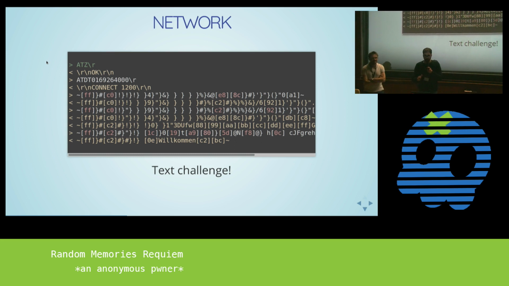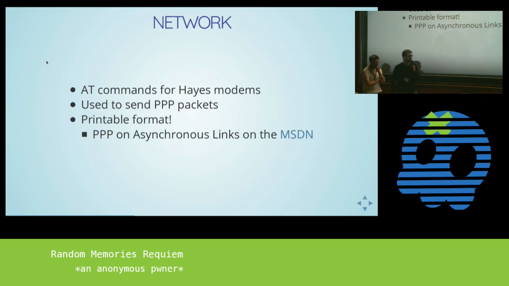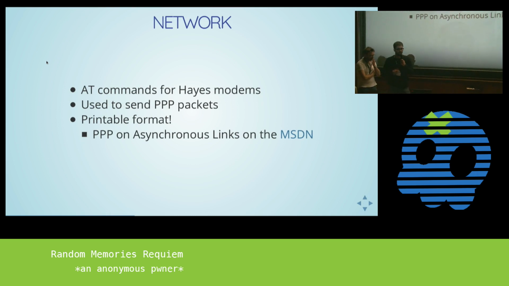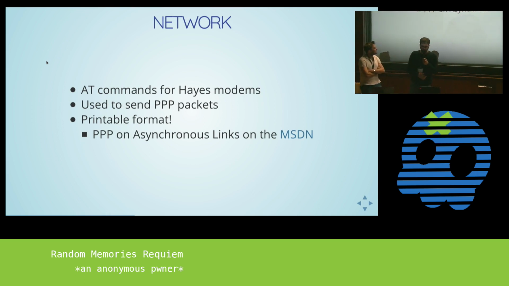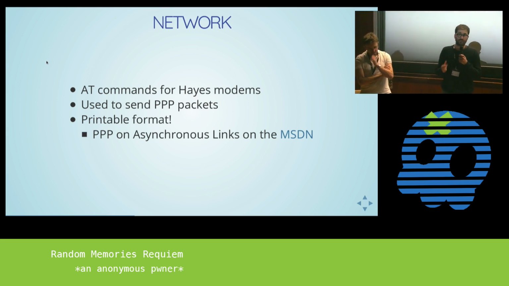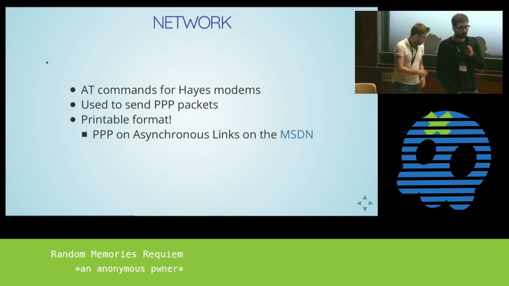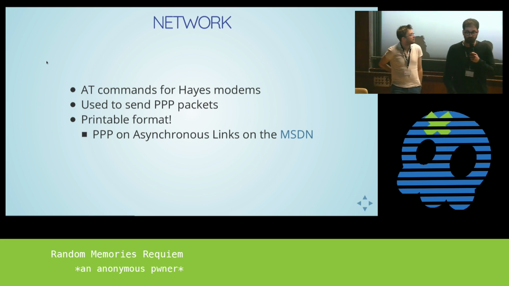So at first, to solve the challenge, I thought we had to call this number. And finally, I didn't try it. So it's actually AT commands for ACE modems, which were modems for analog phone lines. And so I used to send PPP packets. And these PPP packets are given there in a printable format that was used to transmit PPP frames on asynchronous links, which is the case for analog phone lines. And the only description I found was on the MSDN.